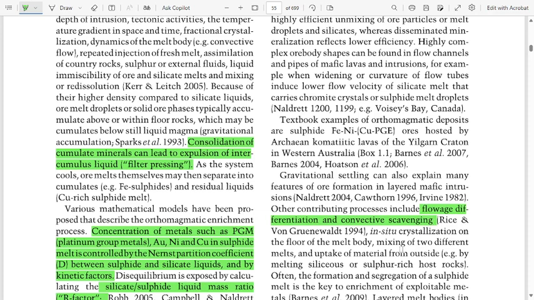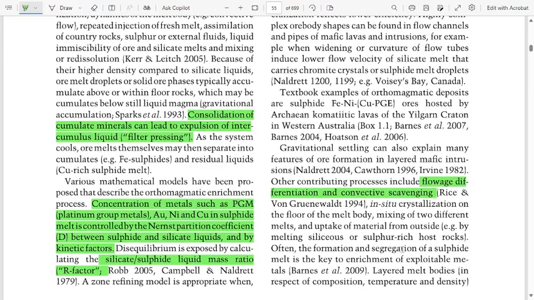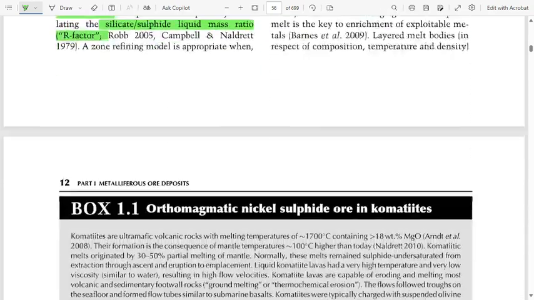Other processes include in situ crystallization on the floor of the melt body, mixing of two different melts, and uptake of material from outside, for example by melting siliceous or sulfur-rich host rocks. Often the formation and segregation of a sulfide melt is the key to enrichment of exploitable metals. Melt bodies can be layered in respect of composition, temperature, and density.